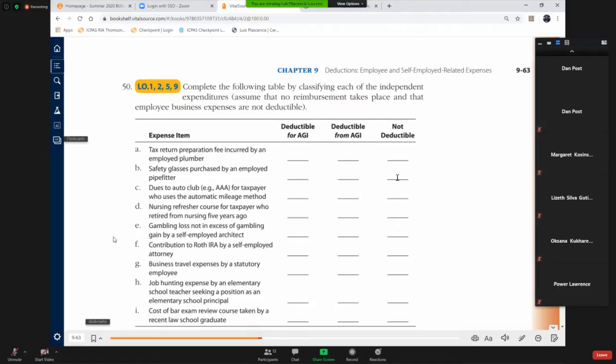Gambling losses not in excess of gambling gains by a self-employed architect. So gambling losses, deductible from AGI, right? Limited to income.